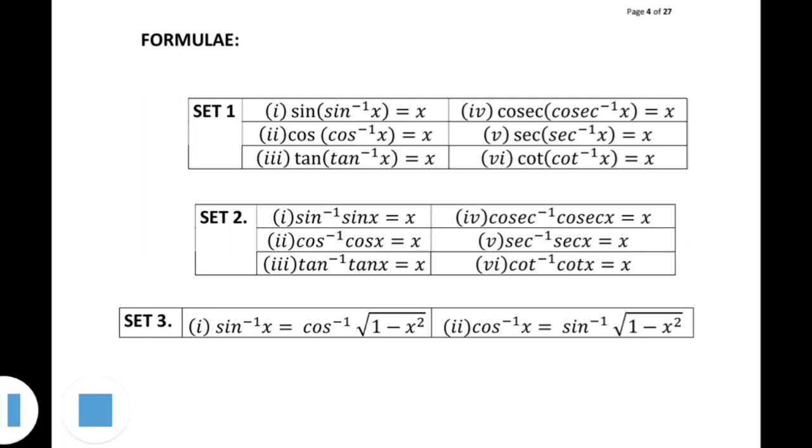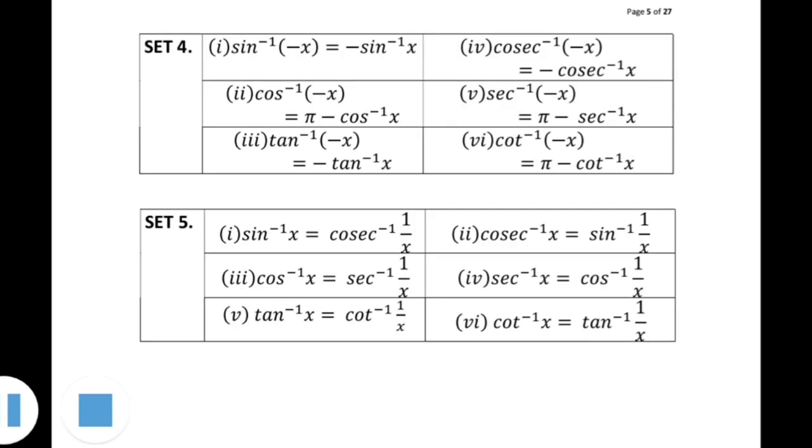Set 2. Sin inverse sin x equals x, cos inverse cos x equals x, tan inverse tan x equals x, cosec inverse cosec x equals x, sec inverse sec x equals x, cot inverse cot x equals x. Set 3. Sin inverse x equals cos inverse square root of 1 minus x square. And secondly, cos inverse x equals sin inverse square root of 1 minus x square.